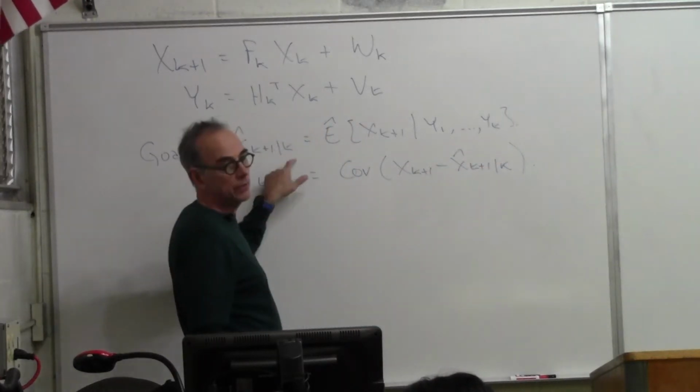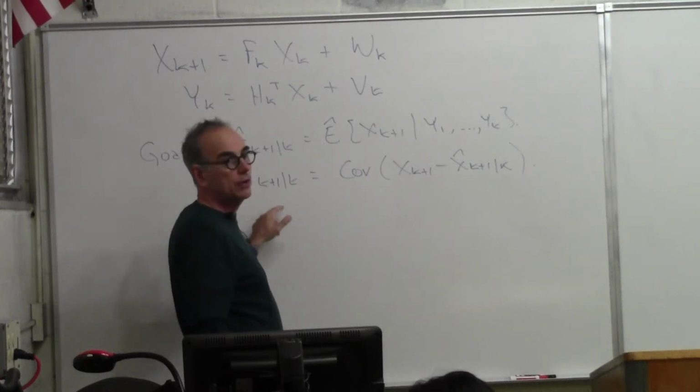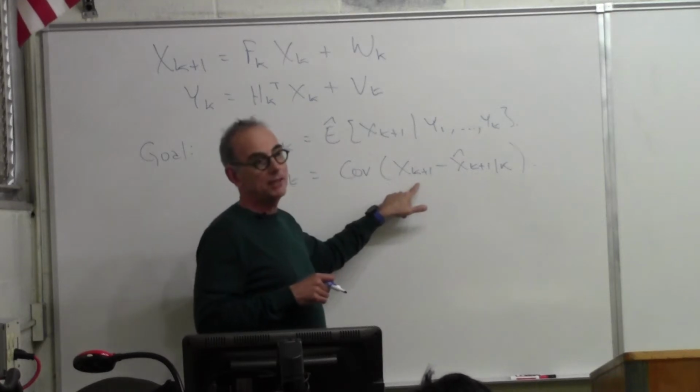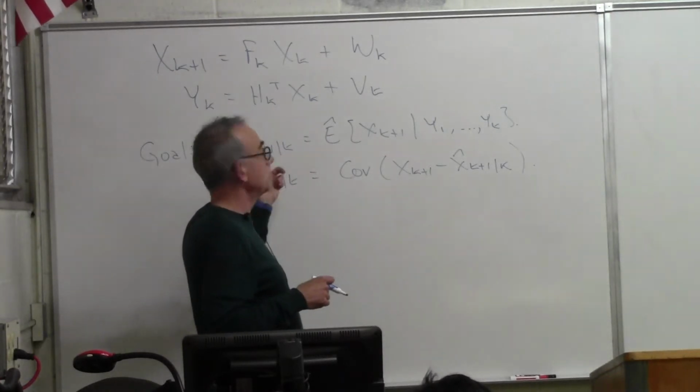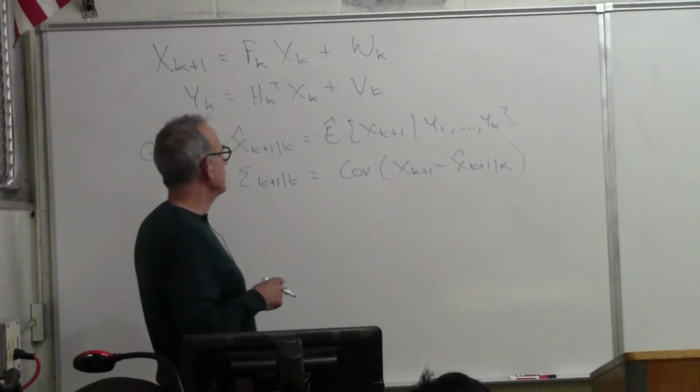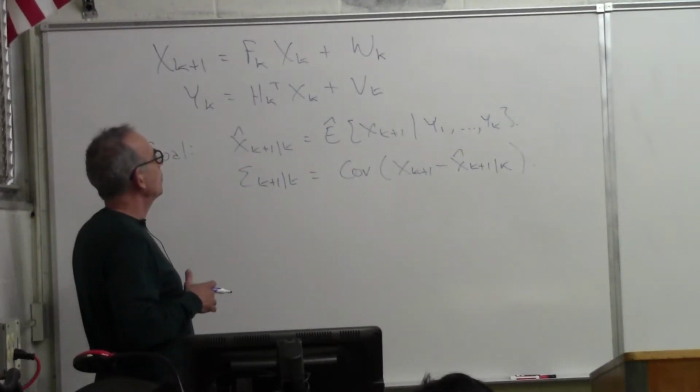So x hat k plus 1 given k. And we'd also like to get the covariance, because we'd like to get the uncertainty, how bad our estimate is. So this is huge, and this is pretty meaningless. Right? Well, okay, cool.